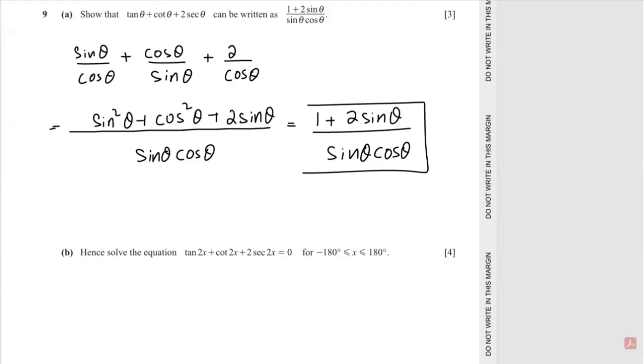Part B. Hence solve the equation. So when the question says hence, look at the result that you used in the earlier part. So this one and this one are exactly identical. The only difference is the 2x is switched with theta. So this is a manipulated angle equation. How do you solve it? First, rewrite it in terms of the result that you showed. 1 plus 2 sine 2x, divided by sine 2x cos 2x, put it equal to 0.